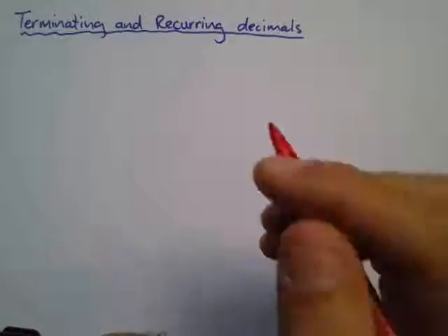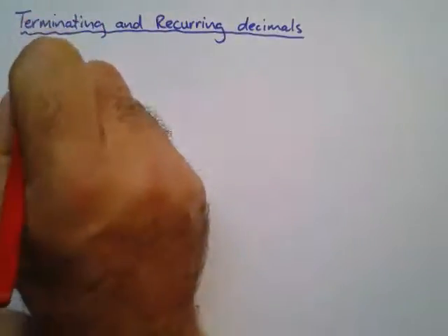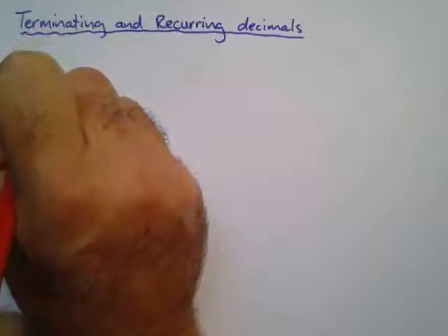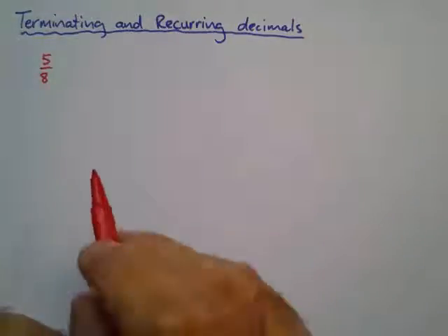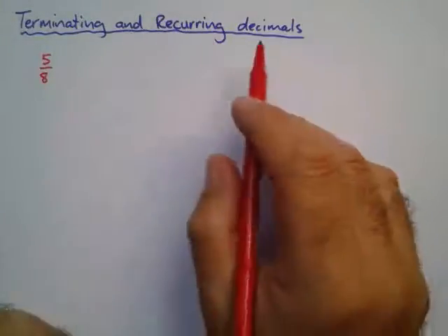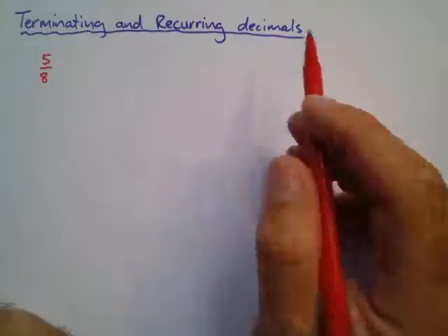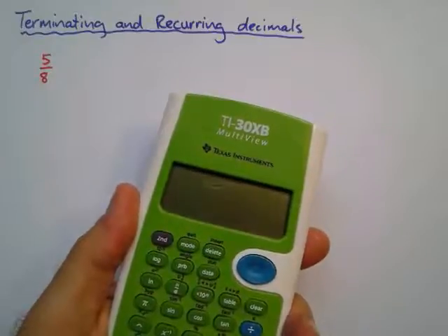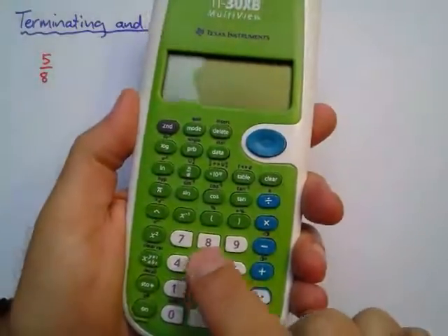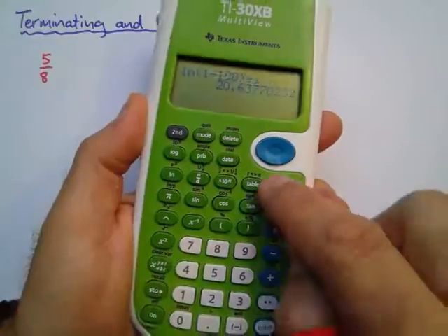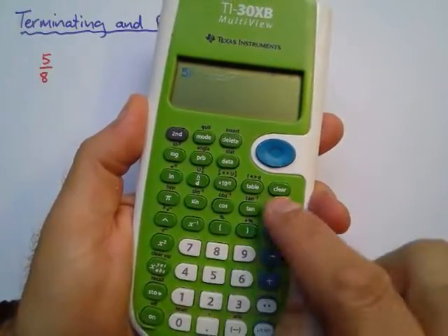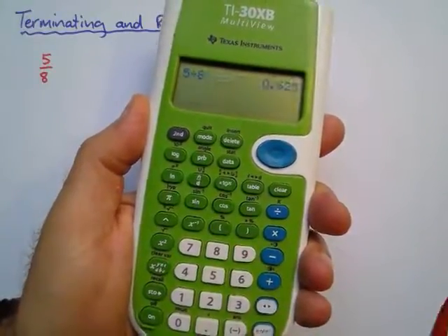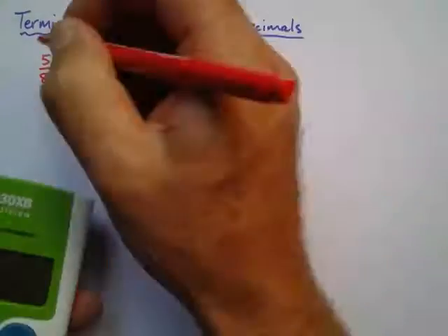Let's look at the following two fractions. If I have 5 over 8, we said that we can write this as a decimal. To do that, I'm going to use my calculator. What is 5? Oh, let's switch it on. Clear. 5 divided by 8, and my answer is 0.625.